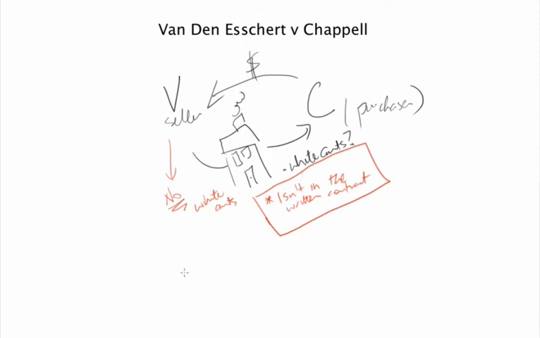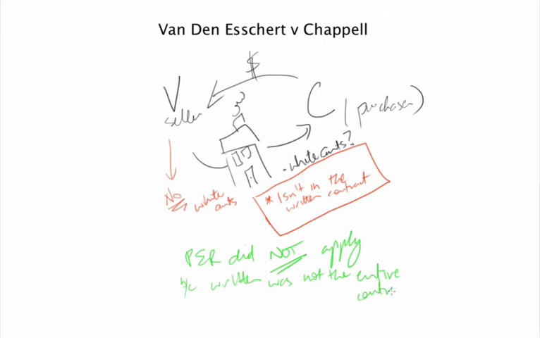Now, the court decided in this case that actually the parole evidence rule did not apply. And they said it didn't apply because the written document was not the entire contract. And that in fact, this assurance of no white ants was a very important part of the complete record. So that was part of the contract, it was a term, and now there was a breach of contract.